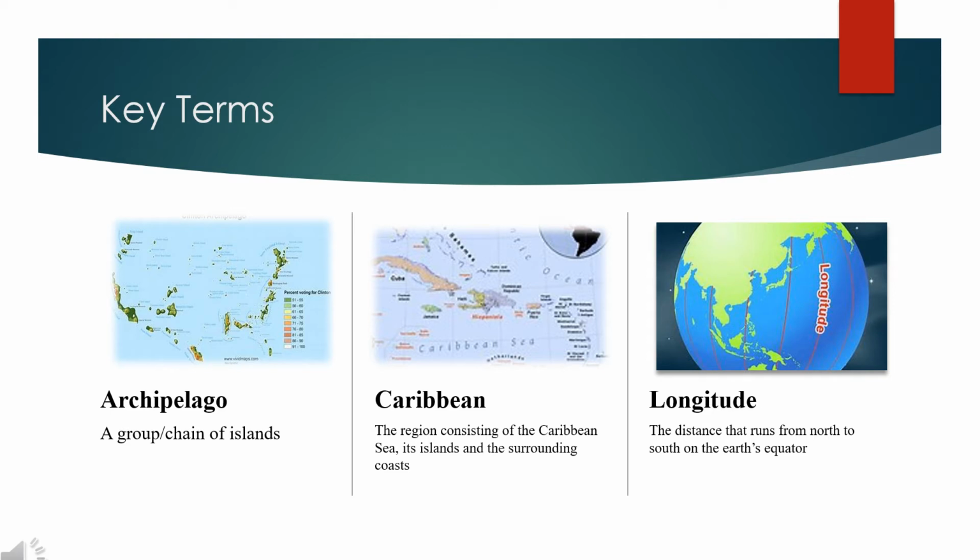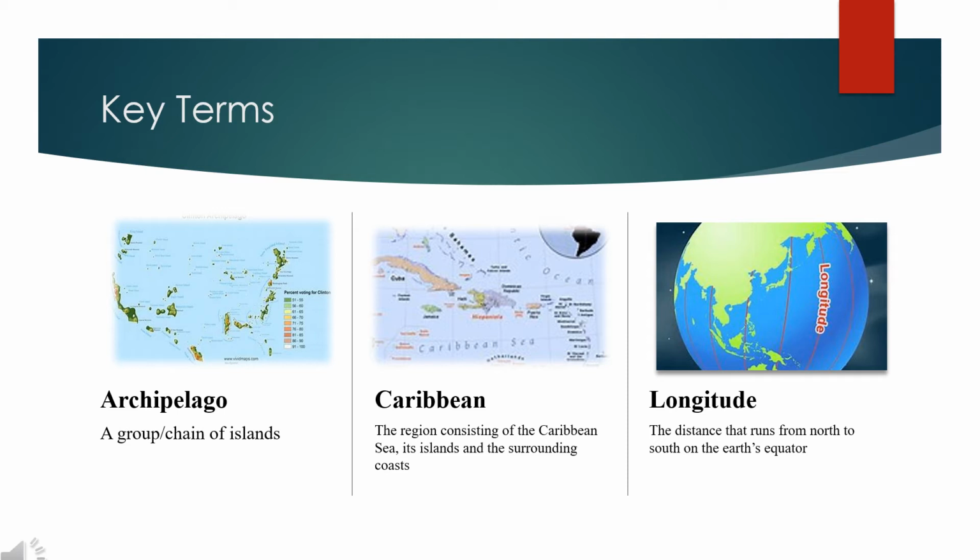Let's look at the term Caribbean now. We live in the Caribbean, so I'm pretty sure we have a fair understanding of what the Caribbean is. But nevertheless, let's work with this definition. The Caribbean is a region consisting of the Caribbean Sea, its islands, and the surrounding coasts.